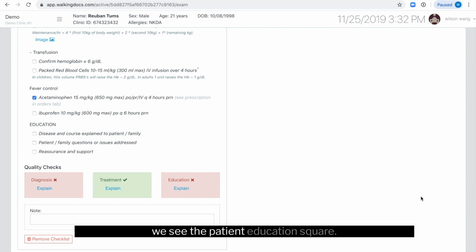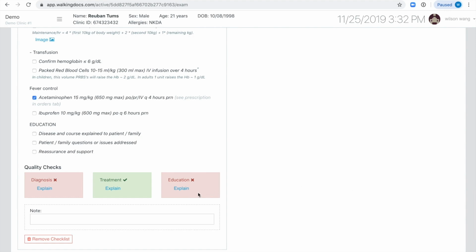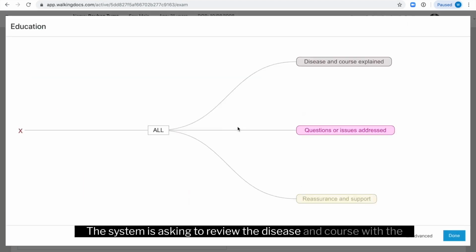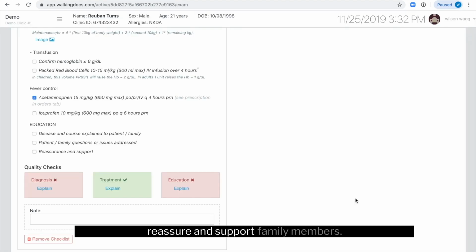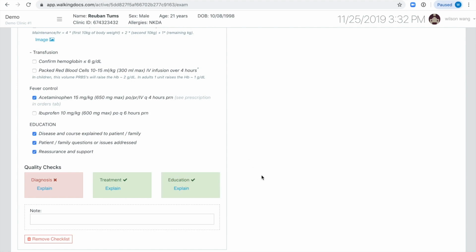Finally, we see the patient education square. The system is asking to review the disease and course with the patient and family, to answer any questions, and to reassure and support family members. Doing this turns the patient education square green.